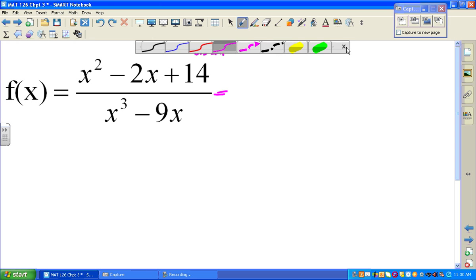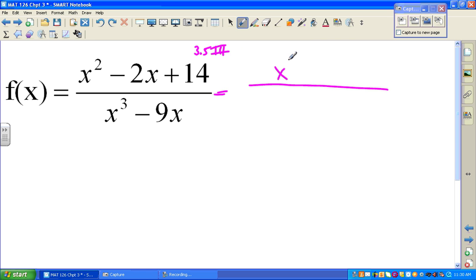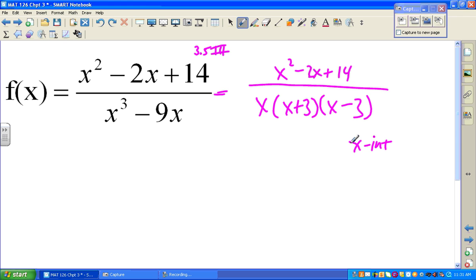And the bottom, we'll factor it. The bottom factors into x times x plus 3, x minus 3. So x-intercepts, none. Number 2, the y-intercept. If I put 0 in for x, I get 14 over 0. So there's no y-intercepts either.